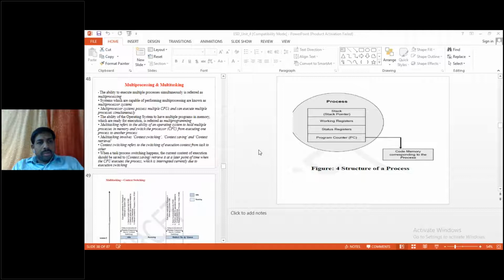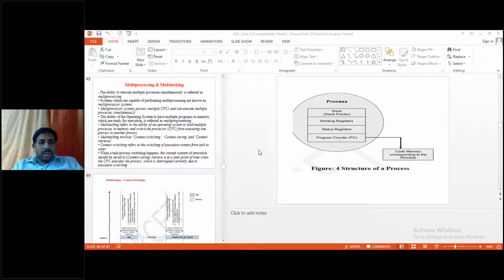The ability to execute multiple processes simultaneously is referred to as multiprocessing, and those systems which are capable of multiprocessing are called multiprocessor systems. These multiprocessor systems require multiple CPUs and they can execute multiple processes simultaneously. The ability of the operating system to have multiple programs in the memory and ready for execution is called multiprogramming.